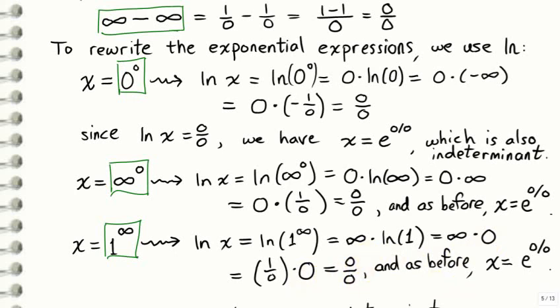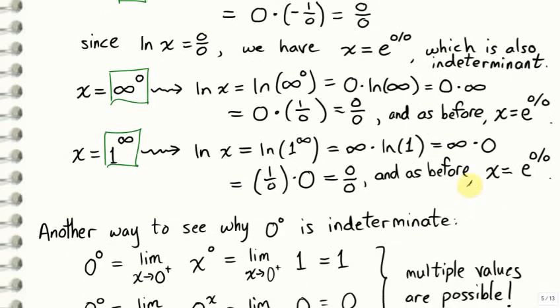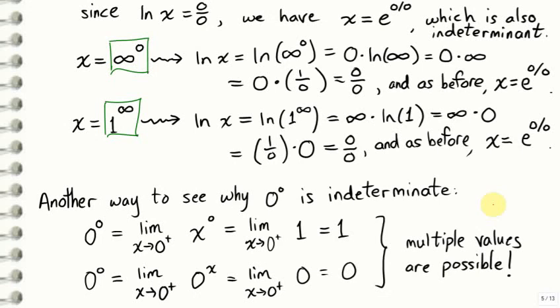For 0 to the 0, actually there's another way to see that this is indeterminate. You could rewrite 0 to the 0 as a limit in two different ways. But notice this top limit, x to the 0, well, anything to the 0 is equal to 1. And this bottom limit, 0 to the x, well, 0 to the anything is 0. And again, you get multiple possible valid expressions for this. It could be 1, it could be 0, it could be something else. So we're going to use L'Hopital's rule to help us figure out what those values could be.